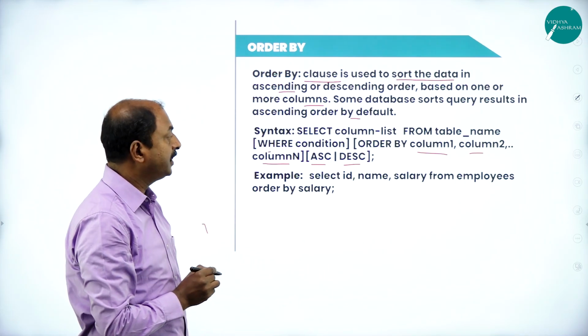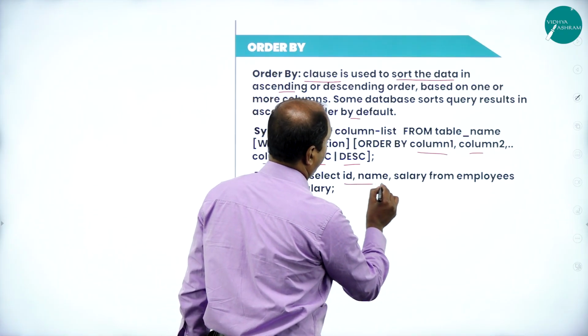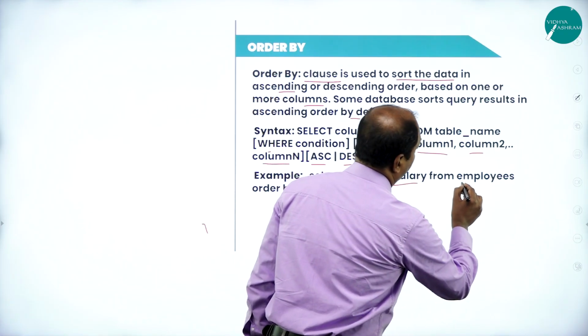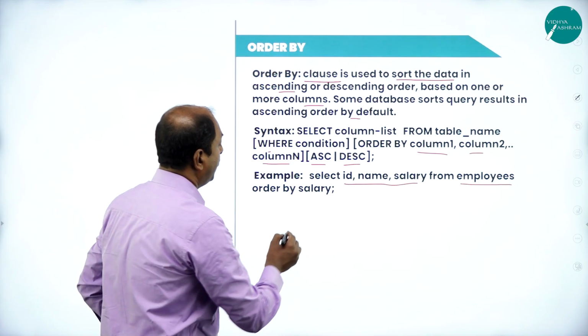So this is the syntax. Now let us see the example. Select ID, name, salary from employee. This is a table name. So the name of the table is employees, order by salary.